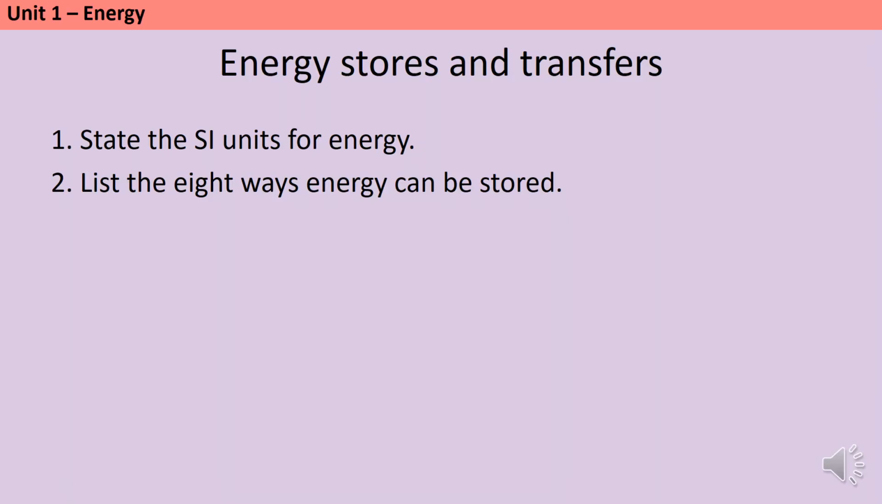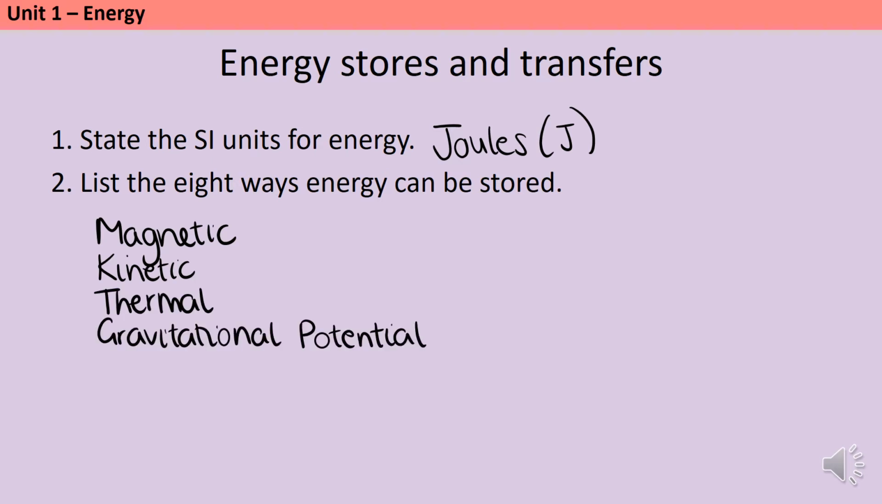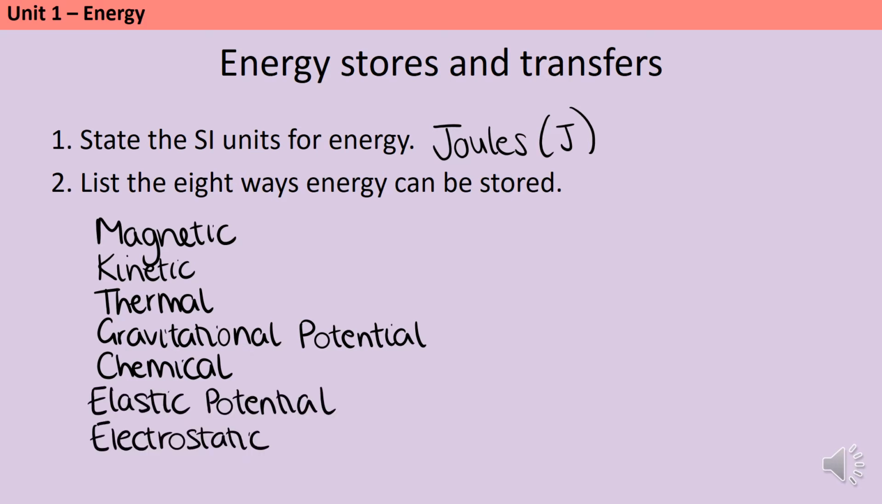The standard international units for energy are joules. Watch out for that capital J, it's really important. There are 8 different energy stores: a magnetic store, a kinetic store, a thermal store, a gravitational potential store, a chemical store, an elastic potential store, an electrostatic store, and a nuclear store.